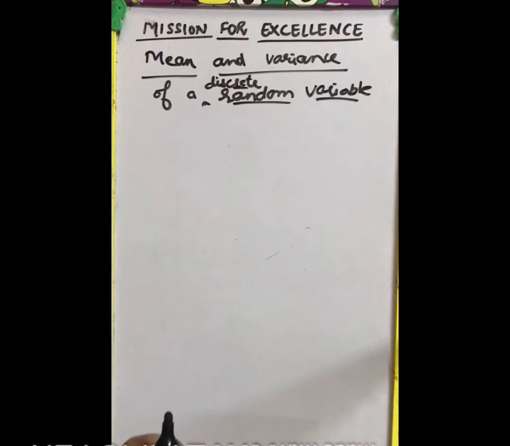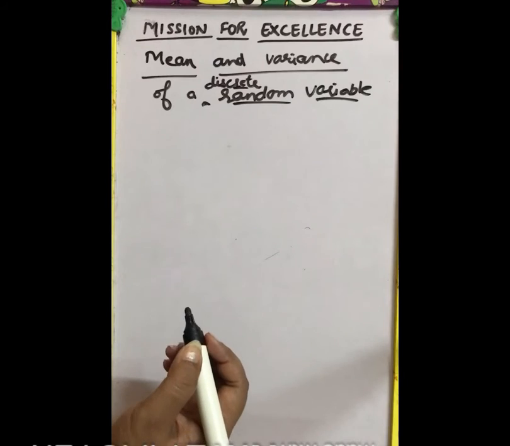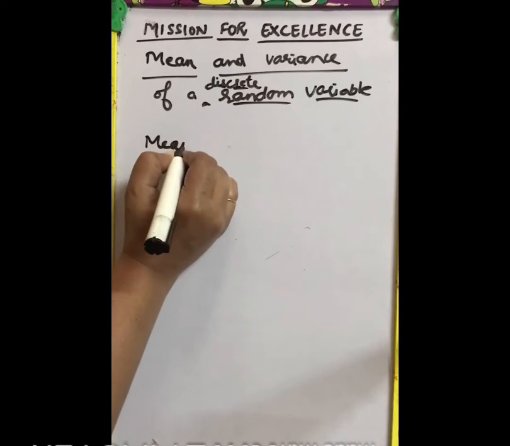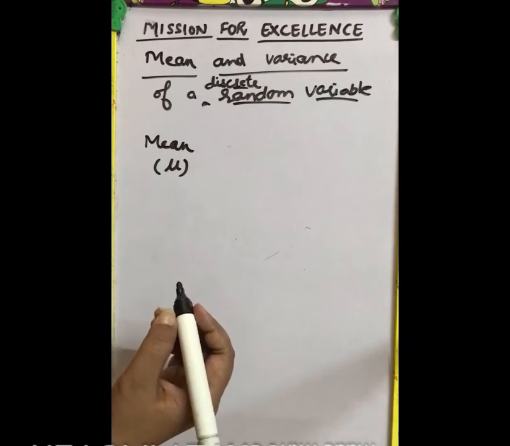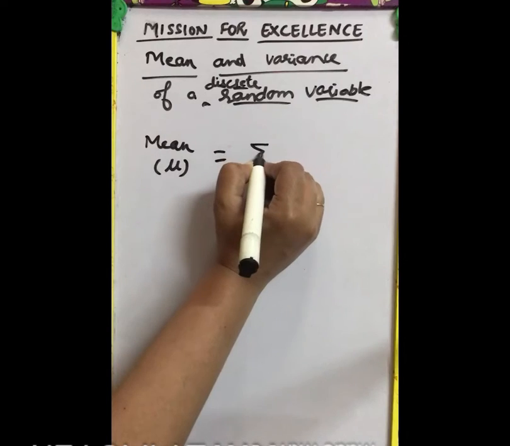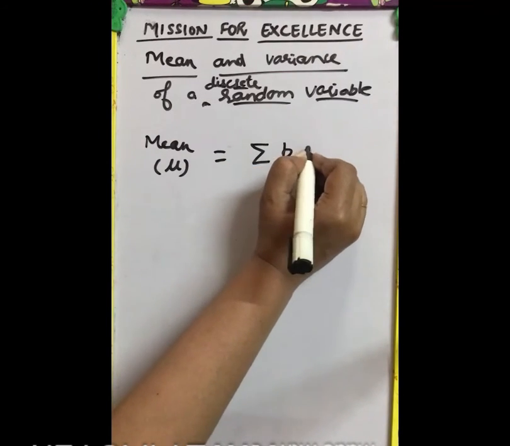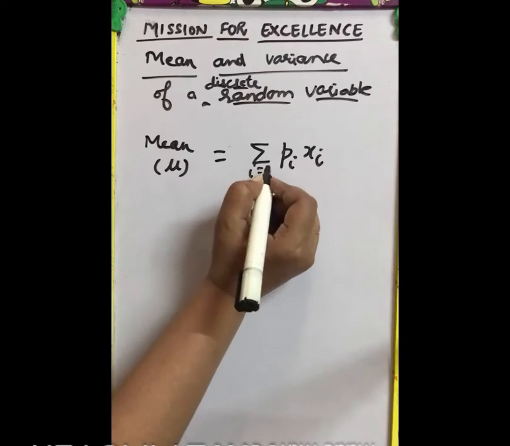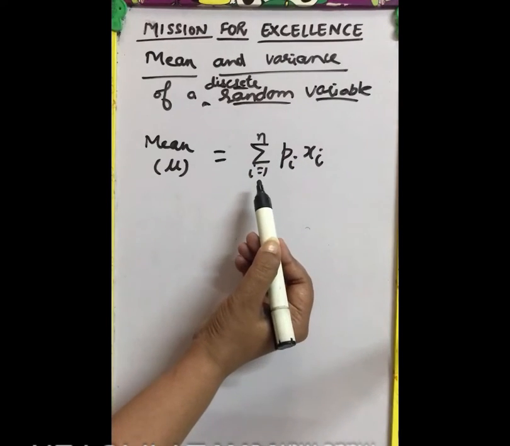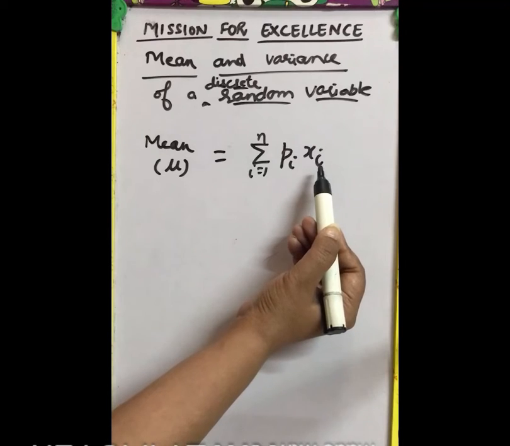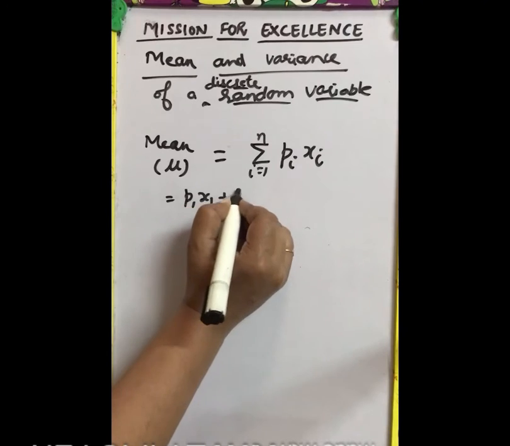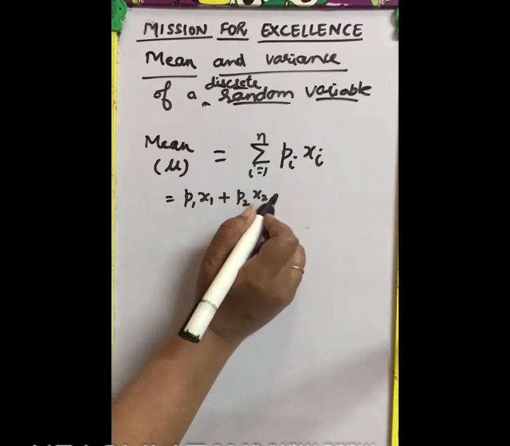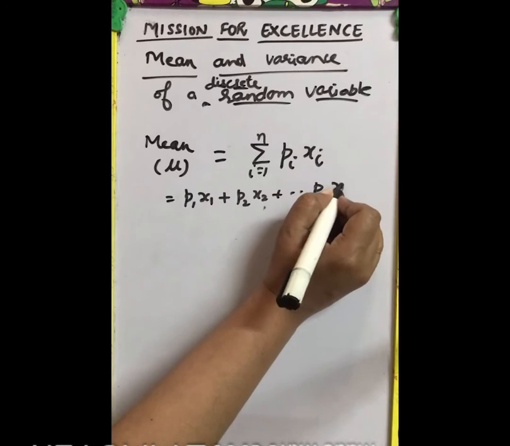In the previous video, I have told you about the probability distribution of a random variable. So now let us define the mean. Mean is denoted as mu. Mean means average. So this mean is denoted as mu, and that will be equal to summation pi xi, i from 1 to n. It is the sum of all probabilities multiplied by the random variable xi. So we can write it as p1 x1 plus p2 x2 plus up to pn xn.